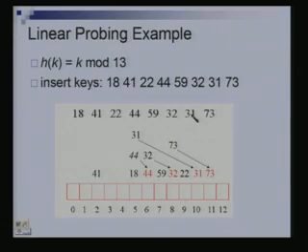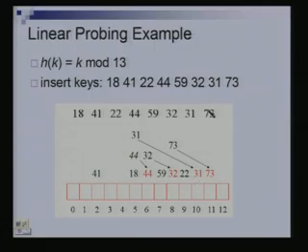31, 31 mod 13 is 5. So we should have put 31 here, but this location is occupied with 18. So we go to the next location, which is occupied by 44. So we go to the next location, which is occupied by 59. Then the next, which is occupied by 32 already. Then the next, which is already occupied by 22. So we go to the next location, which is empty, and we put 31 here.